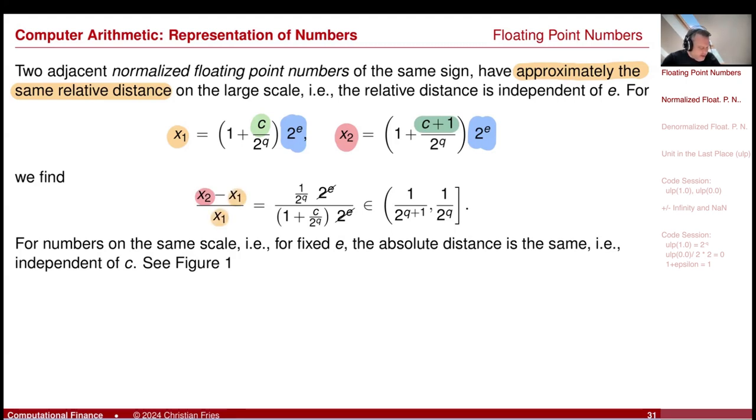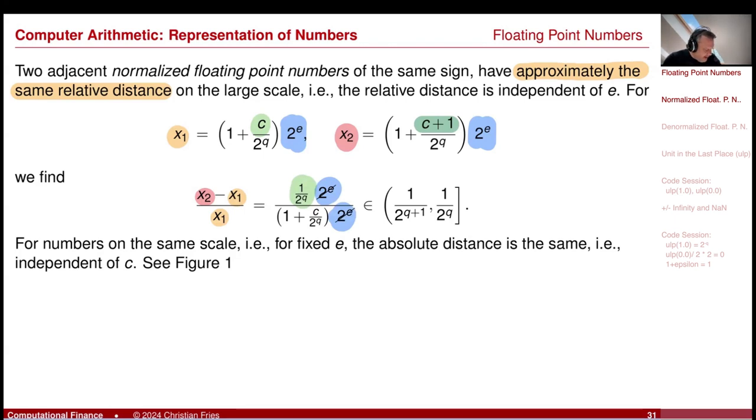Okay, what you get is that this 1 in front cancels, and this c also cancels, and I just get 1 divided by 2 to the power of q, multiplied with the exponent on the top, but then I divide by x1, and dividing by x1 will cancel the exponent, 2 to the power of e.